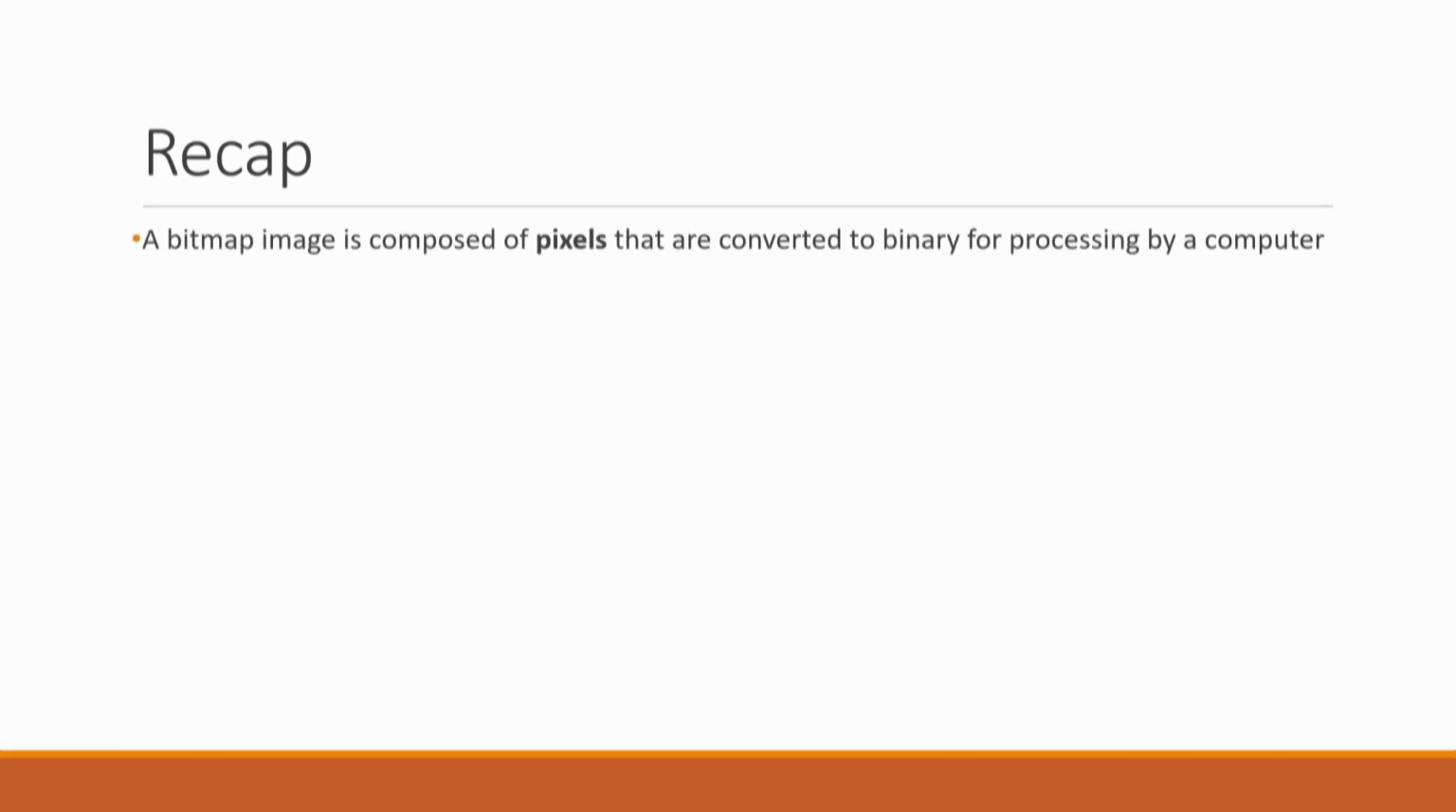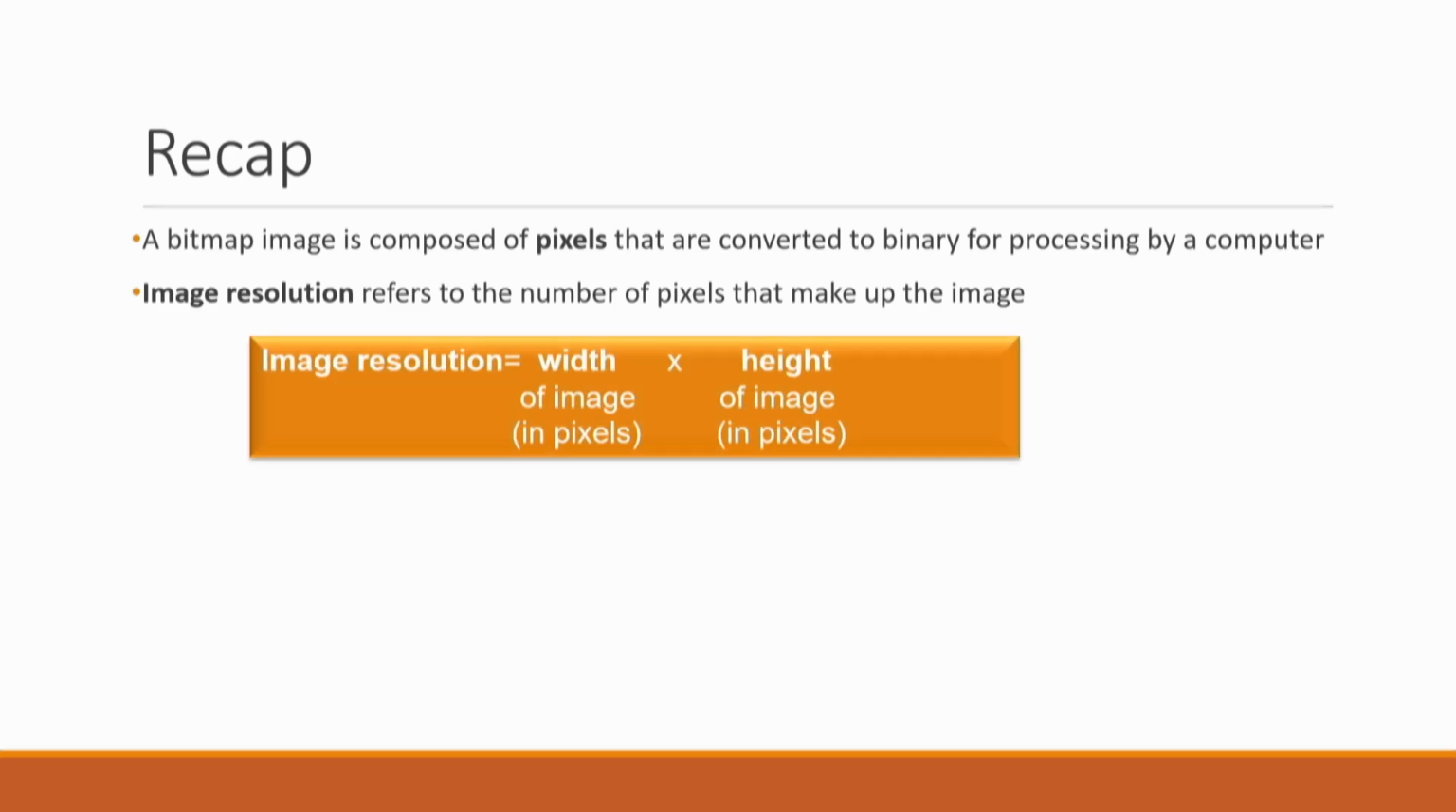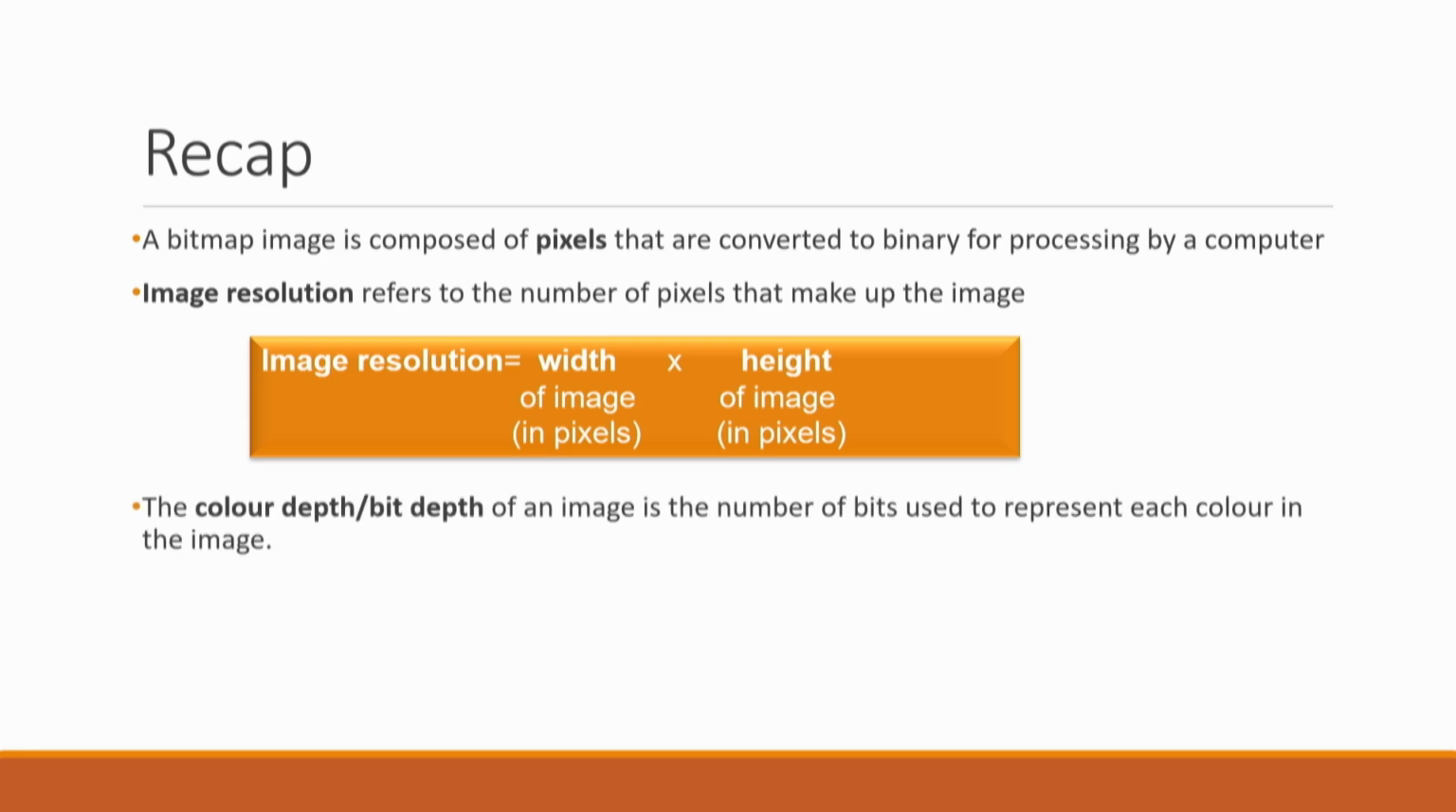When we magnify a bitmap image, we will see that it is made up of tiny elements called pixels. In order for the computer to store the image, each pixel is represented by a binary value. Image resolution refers to the clarity of an image as it appears on a screen or on paper. It is the total number of pixels in the image. The size of an image in pixels, that is the image resolution, is calculated by multiplying the width by the height of the image.